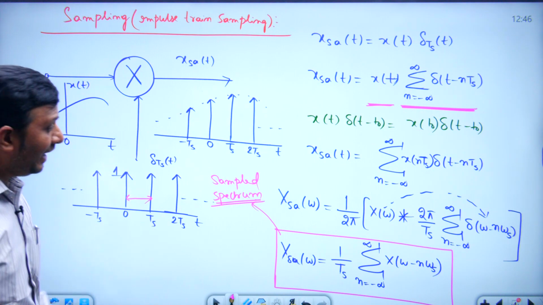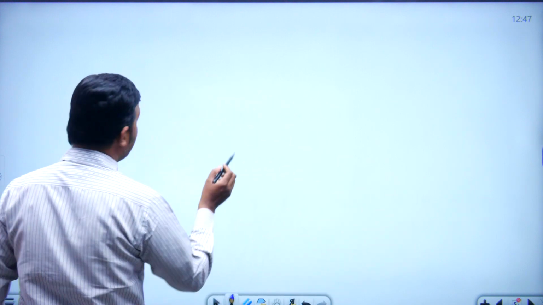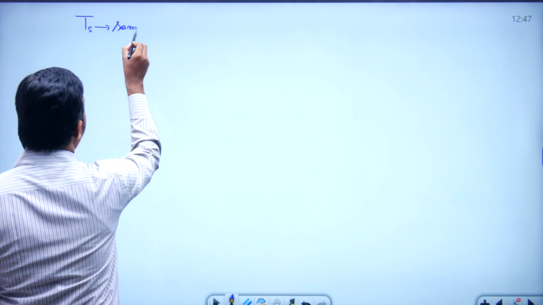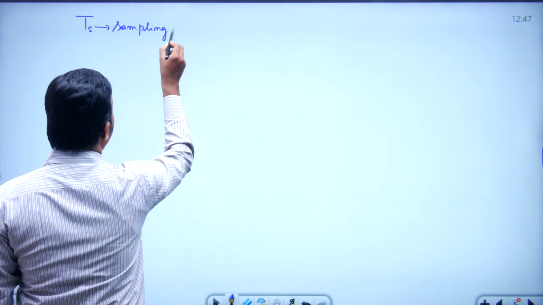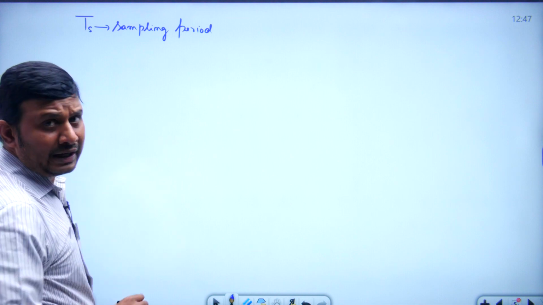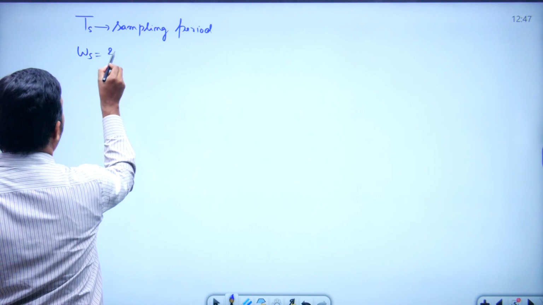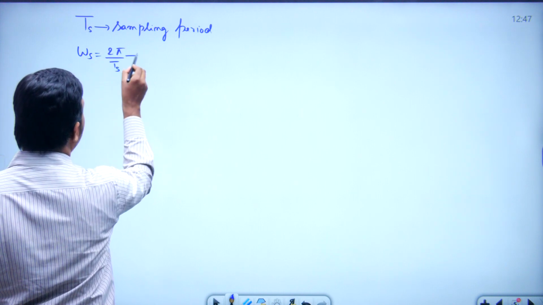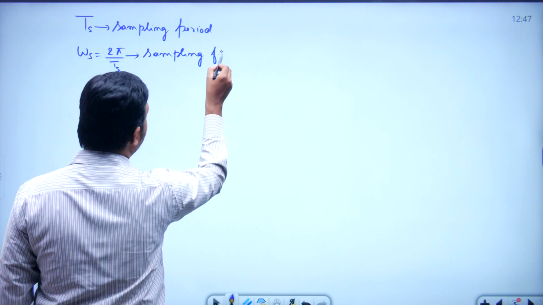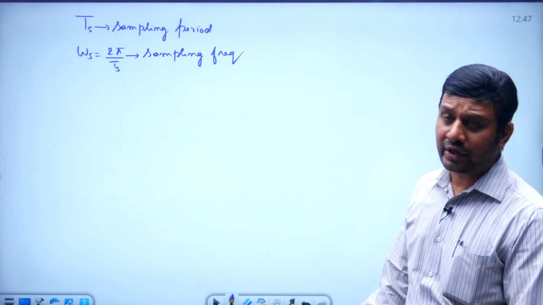Can I say that? Yes. And here Ts is known as the sampling period or sampling interval. Can I say one more important point: as we vary the sampling period Ts, the sampling frequency given by omega s equal to 2 pi by Ts is also going to vary.